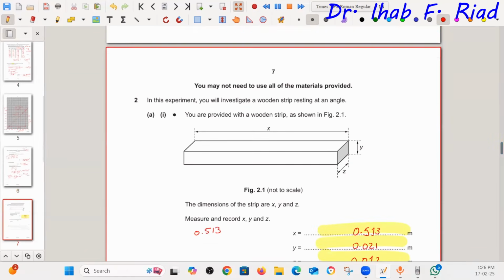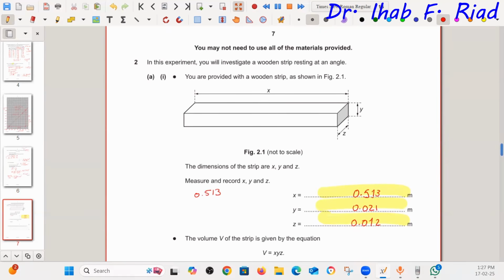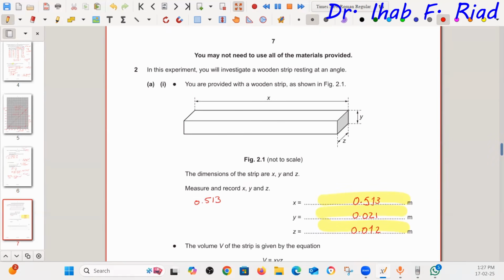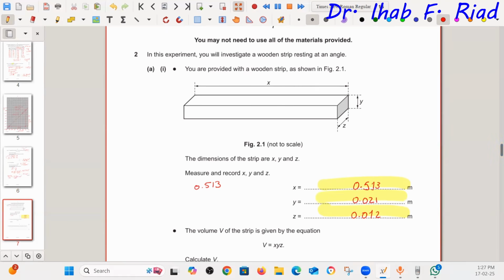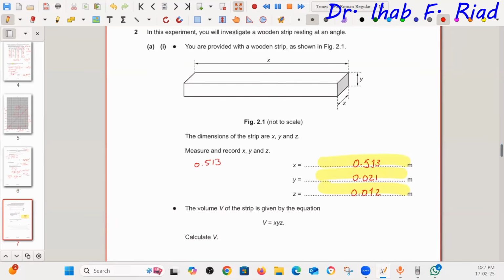Now we go to the next question. In this experiment, you will investigate a wooden strip resting at an angle. You are provided with a wooden strip as shown. So we have this wooden strip. The dimensions of the strip are x, y, and z. So he's telling us what the dimensions are. Measure and record x, y, and z.